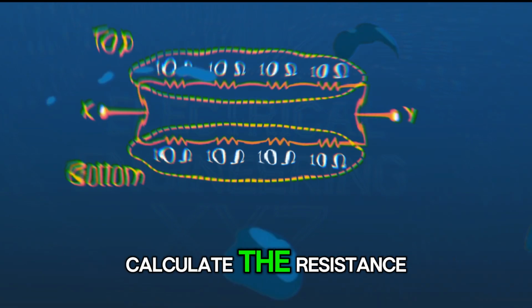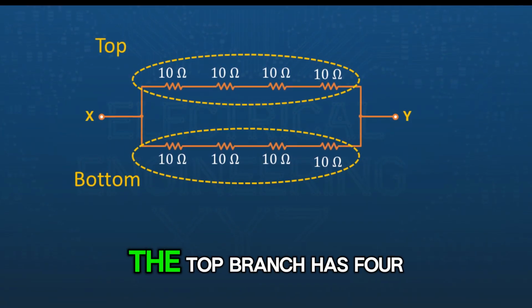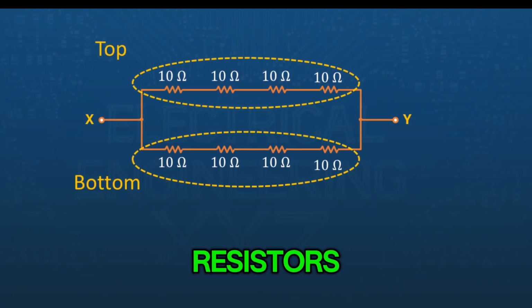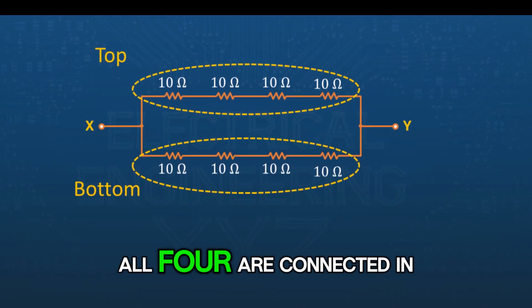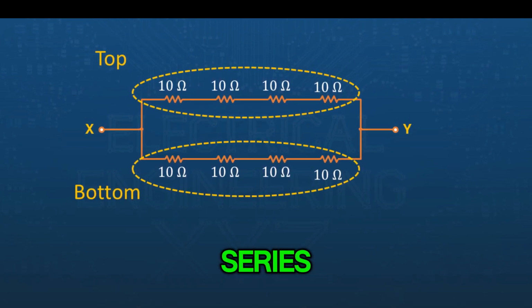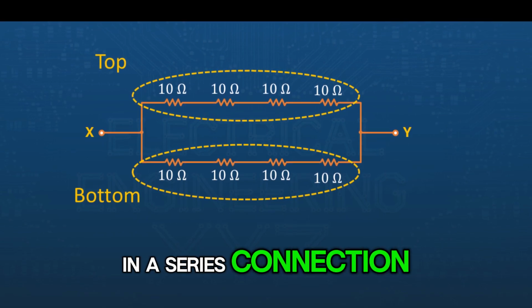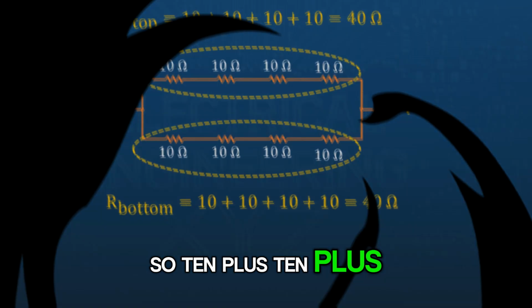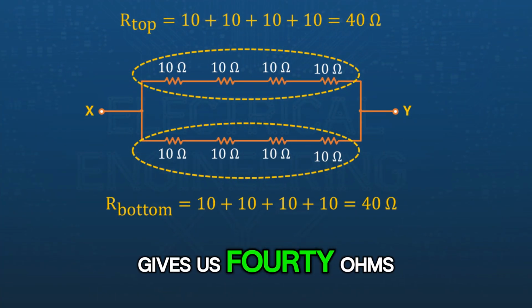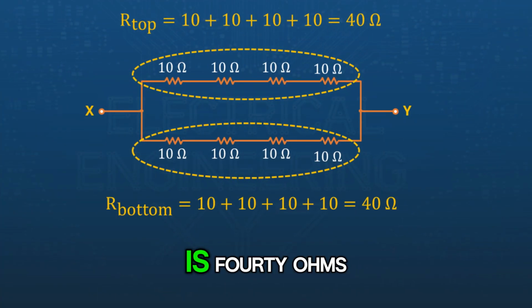Now let's calculate the resistance of the top branch. The top branch has 4 resistors, and each resistor is 10 ohms. All 4 are connected in series. In a series connection, resistances are added directly. So 10 plus 10 plus 10 plus 10 gives us 40 ohms. Same for the bottom branch, the equivalent is 40 ohms.